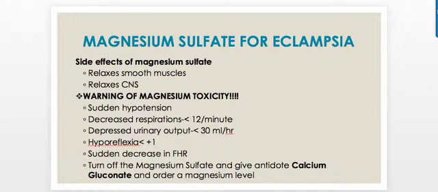Again, since it relaxes the central nervous system, patients may become comatose. And if this occurs, the first step in the nursing intervention is to stop the mag sulfate and give the antidote calcium gluconate as PRN protocol.